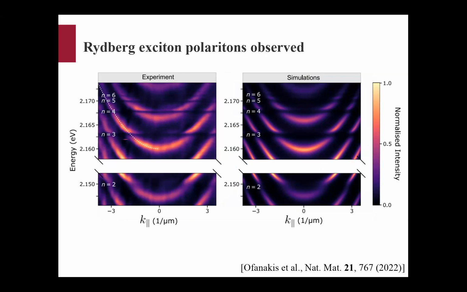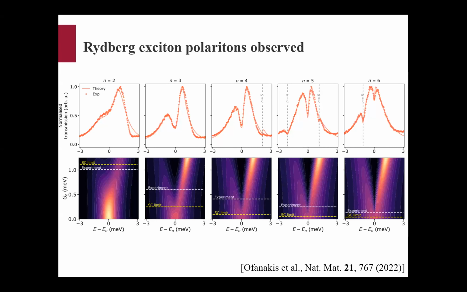Here, just to remind you, we see the light modes in the cavity. There are multiple light modes in the strong probe cavity, and the horizontal lines are the excitonic Rydberg states, and wherever they cross, you see that there's an anti-crossing. We could describe this actually quite well, even in the presence of all the strong coupling and so on. And you see that there are nice polariton peaks emerging for n equals 3, 4, 5, 6.